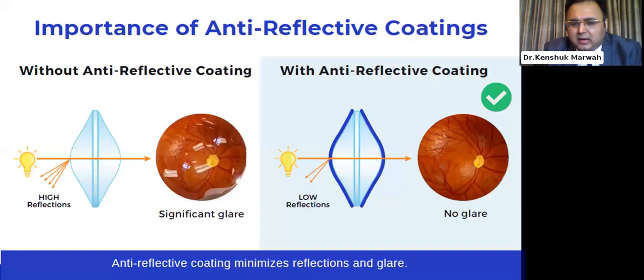The other important thing is the anti-reflective coating that comes with the lenses. I would touch upon the fact that the newer digital lenses give a much better, HD view, I would say, with the least amount of glare. So there is no glare at all. The anti-reflective coating helps to minimize the reflections and the glare layers.